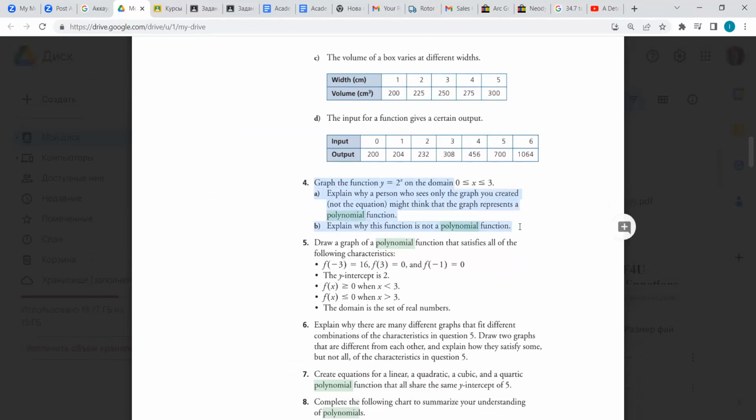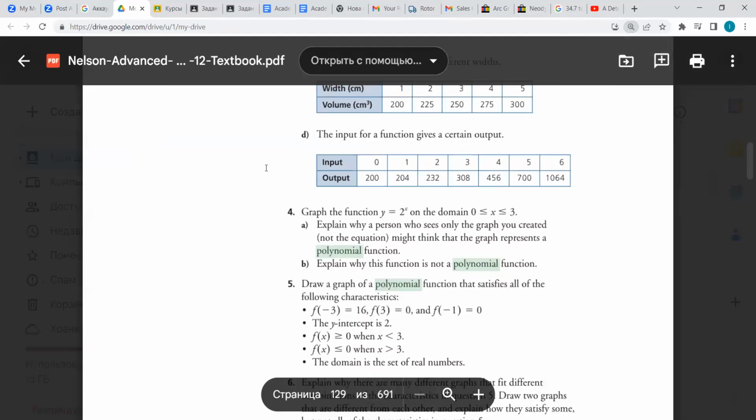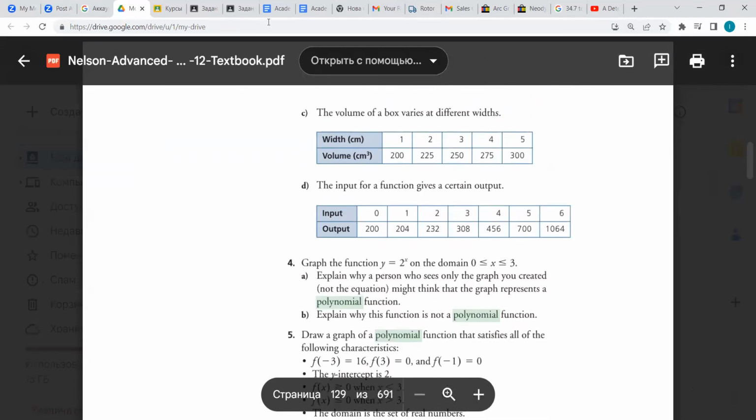Let's do example number 4. And it's going to give us a good understanding of this unit. So graph the function y equals 2 to the power x on the domain from 0 to 3. Explain why a person who sees only the graph you created might think that the graph represents a polynomial function. Explain why this function is not a polynomial function. Okay, no problem with that.